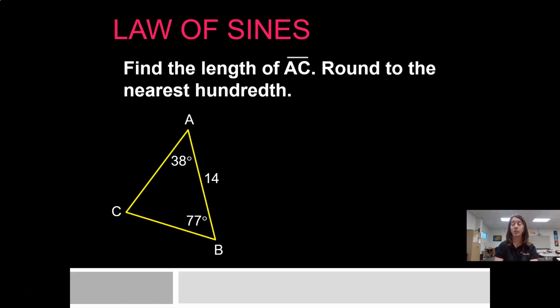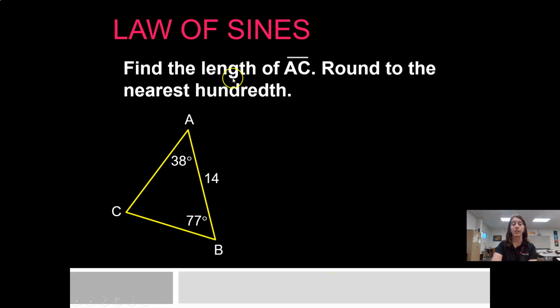So go ahead and draw this picture out for me, and then we'll walk through what we're going to do on this problem. The first question that we need to answer is finding the length of side AC. And it tells me in the instructions to round my answer to the nearest hundredth, which means I have two decimal places, or two numbers to the right of my decimal point.